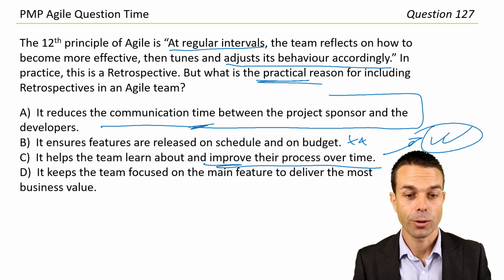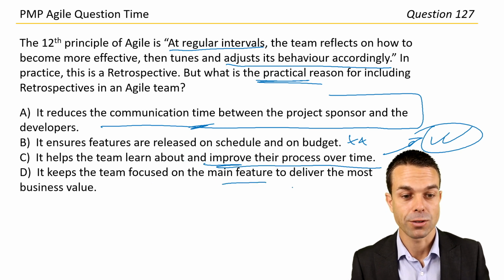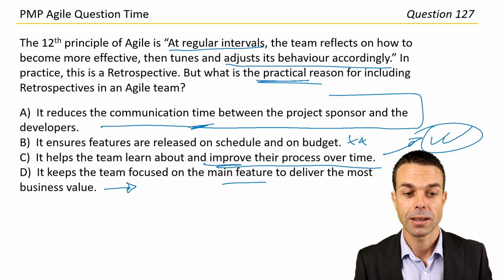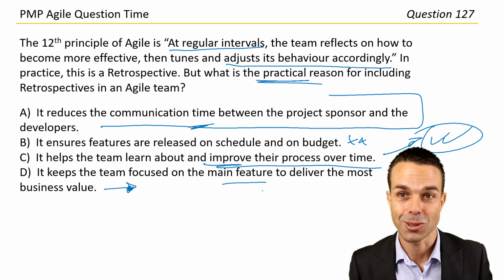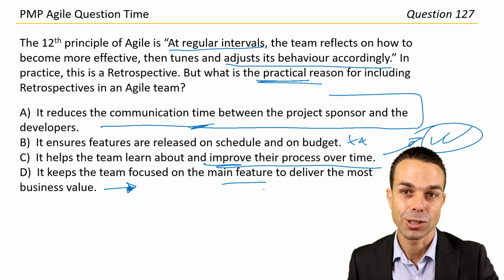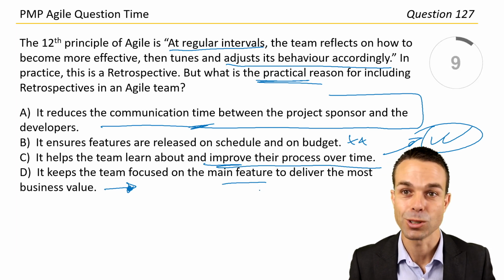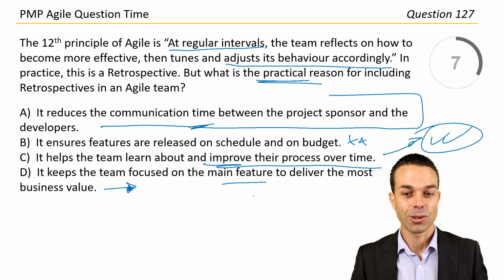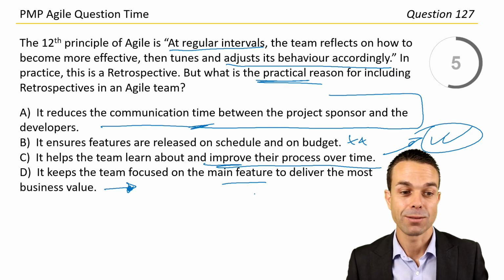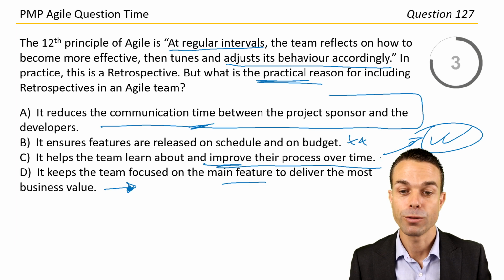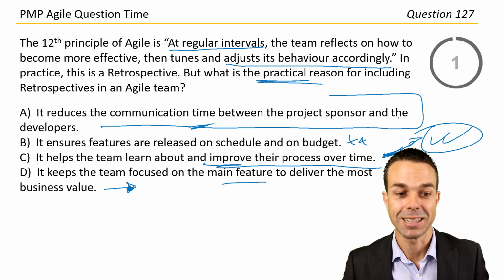And it keeps the team focused on the main feature to deliver the most business value. Not necessarily, prioritization is done by our product owner and put into the sprint backlog at the beginning of the sprint during iteration or sprint planning. So all that to say, retrospectives are for our process, improving our process over time. Let's go with answer C.